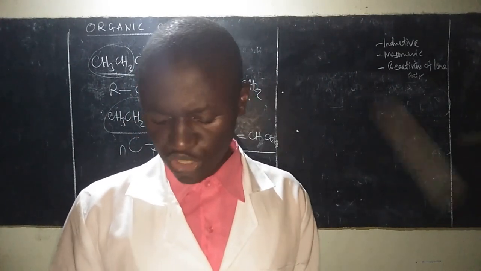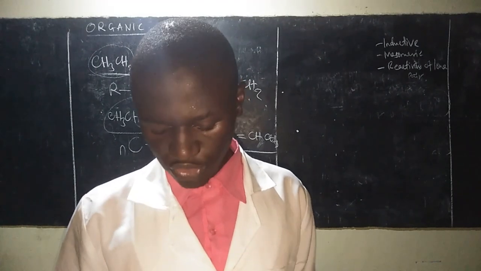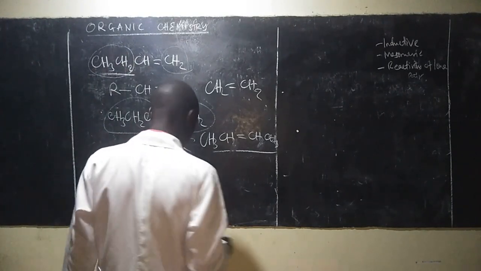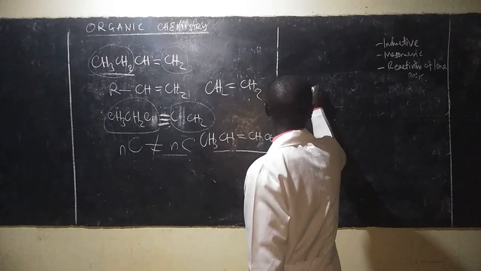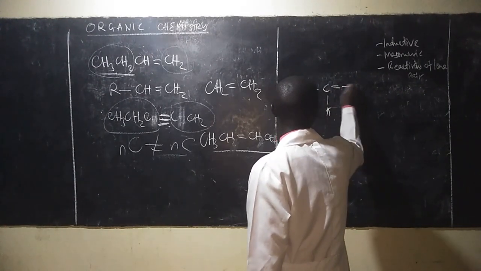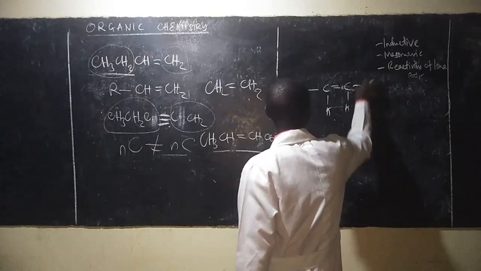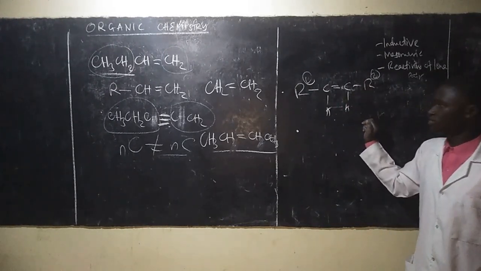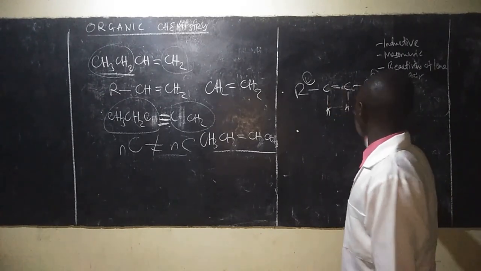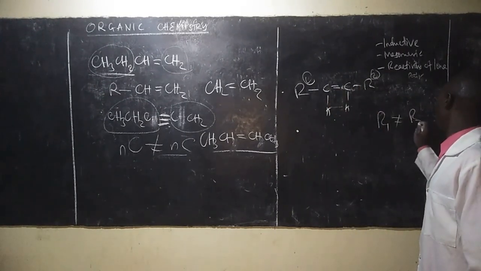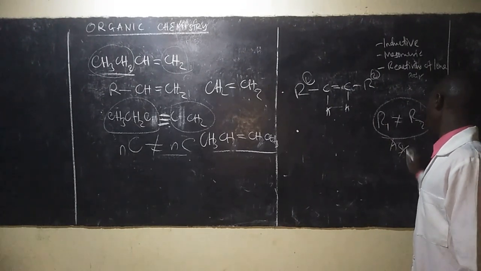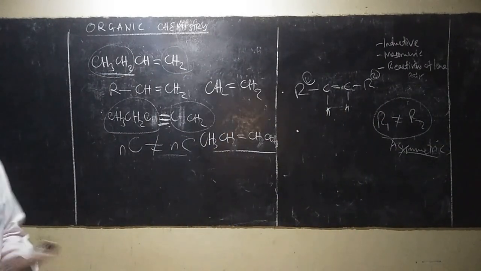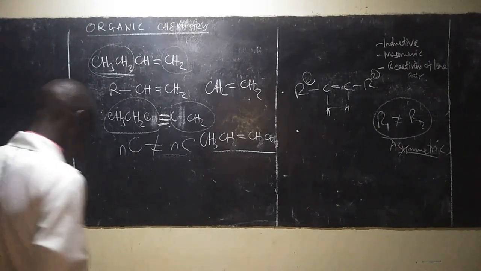So symmetric alkenes are those alkene compounds which have alkyl groups of equal size attached to the carbons carrying the double bond. So if we have R and then carbon double bond, here we'll have hydrogen, then here we'll have carbon, hydrogen, then R. And then let's say this one is R1 and this one is R2. If R1 and R2 are similar, that means this is symmetric. But if R1 is not equal to R2, that means this is asymmetric.